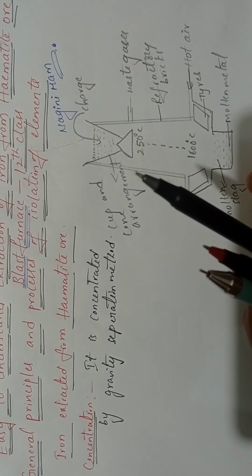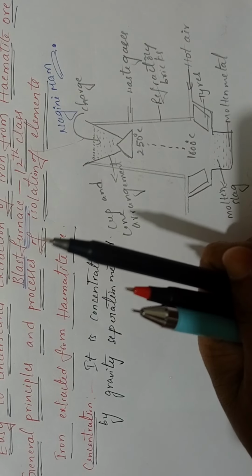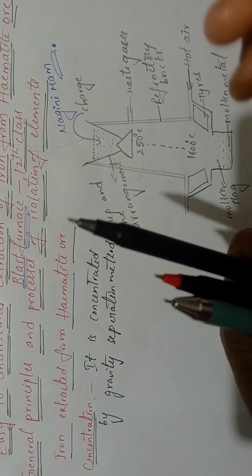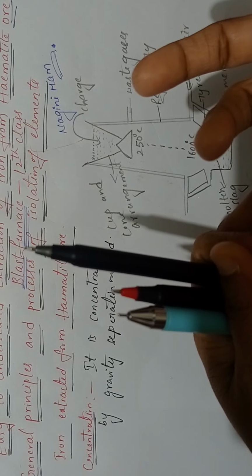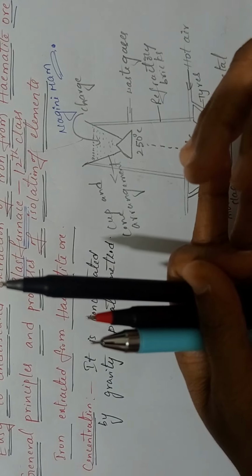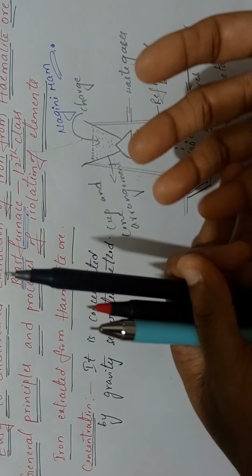Okay now, with the stream of water, what will happen, students? The heavier ore particles are settled down due to the force of gravity. And the lighter weight particles, the impurities, are washed away with the excess of water, students. That is the gravity separation method.